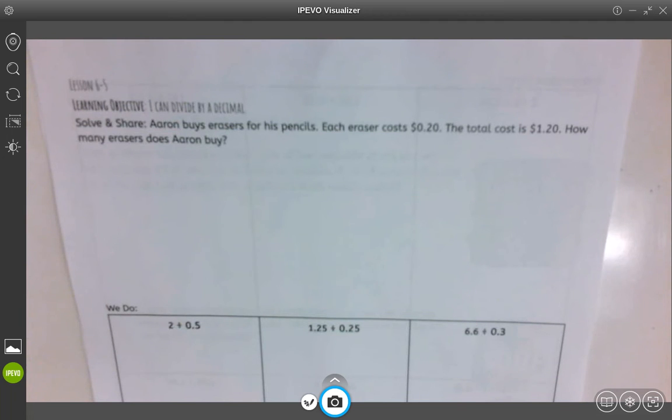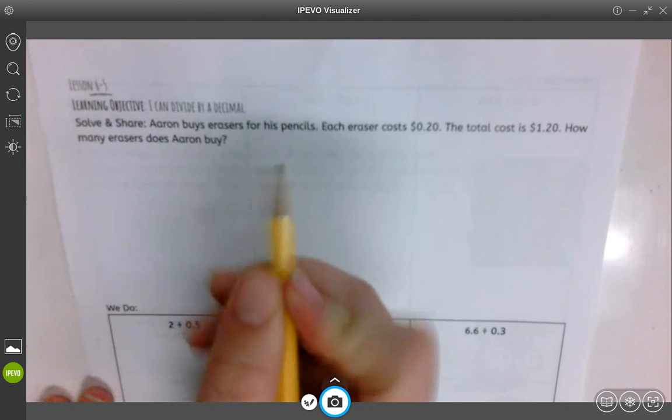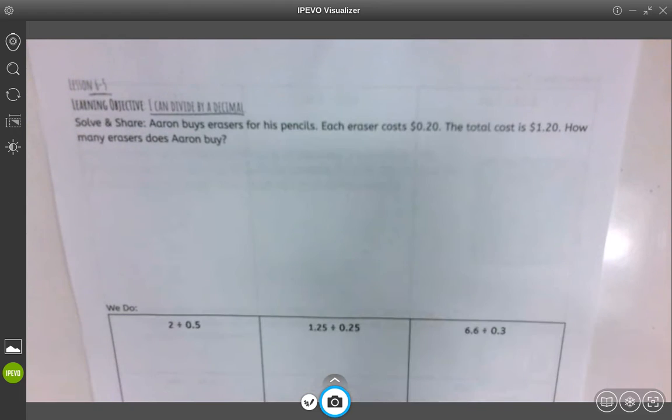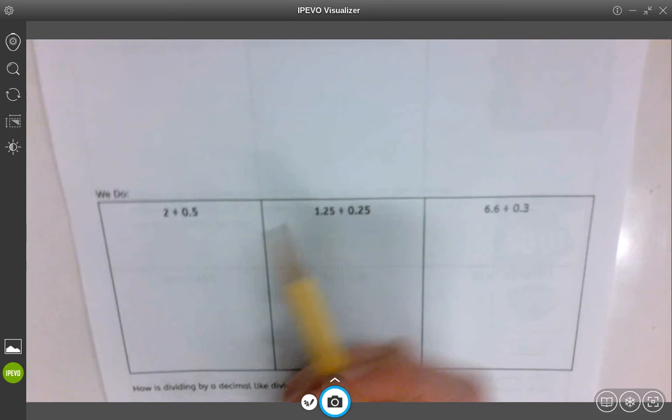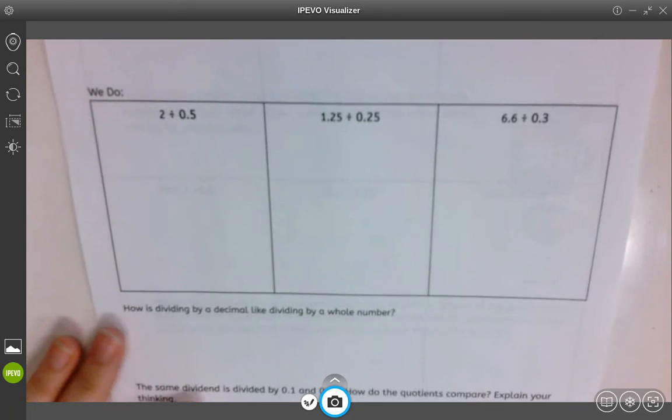All right, today is our 6-5 lesson, and we can divide by a decimal. So this time, our divisor is going to have a decimal. So we're going to figure out what to do when that happens.